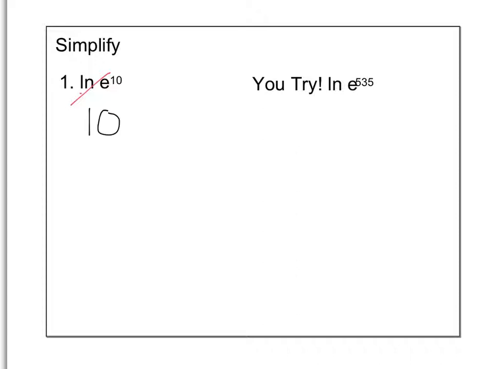All right, everybody should have an answer. We cross out the ln and the e, and we're left with 535. So those are the 3 types of problems you're going to be seeing tonight, and that wraps up Chapter 4.